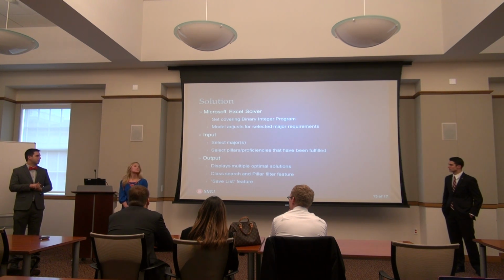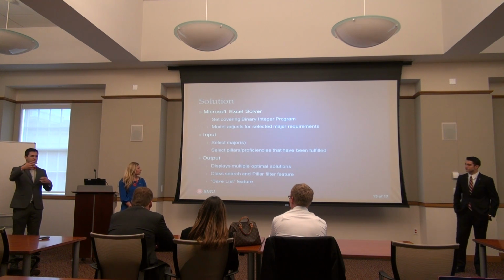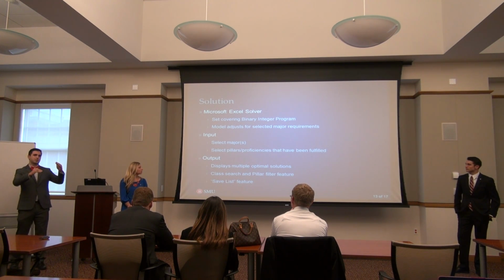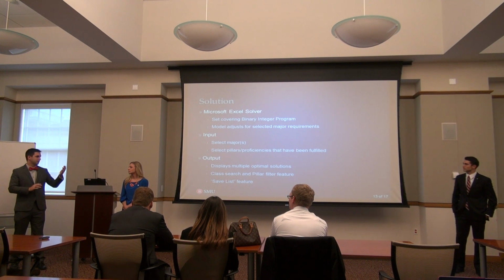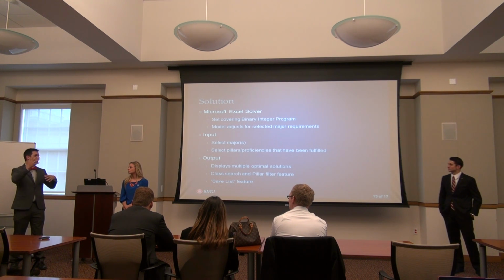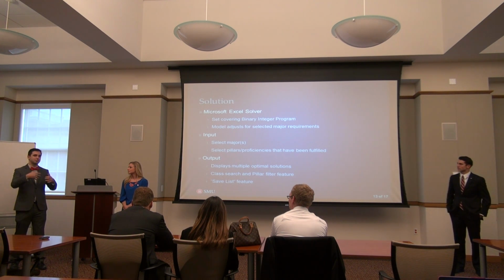Another thing we wanted for the output is, instead of just showing, okay, if you take these 4 classes, we wanted to show lists of classes. So you pick one from each list. So if I have 4 lists of 5, that's 5 to the 4 different combinations of classes that you can use, instead of just saying, well, here's a solution.